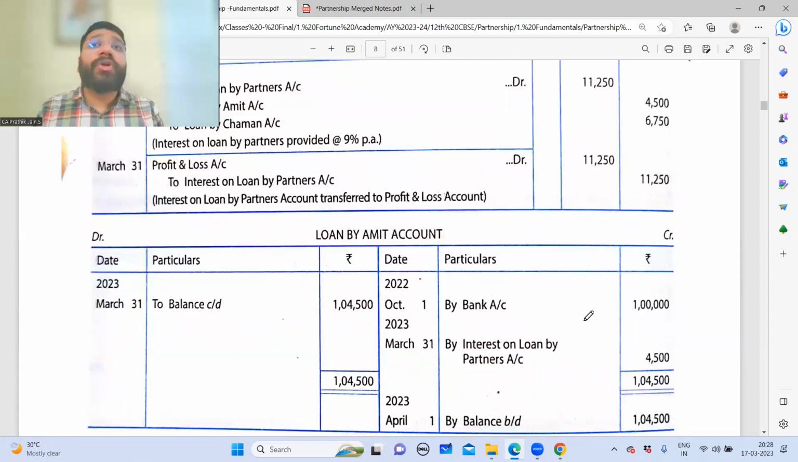People throughout the year, those who are not practicing the format, they are taking a lot of time in the board exams to do the format. So the more you write, the more faster it will become. So very quickly draw the format, very quickly. Loan by Amit account. In ledger, the debit and credit, if you don't write, marks will be deducted. Date, particulars, rupees, date, particulars, rupees. 3 columns on each side. Very fast.